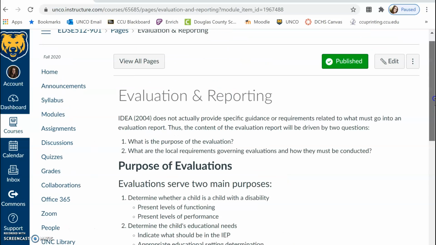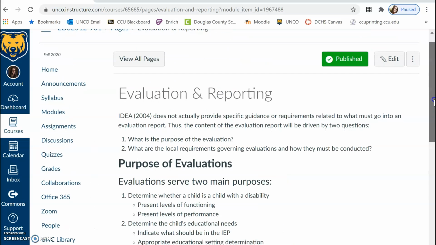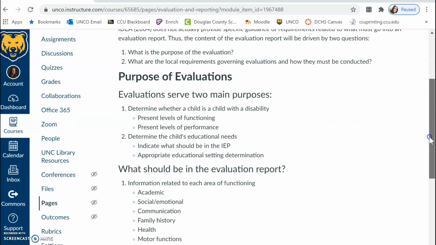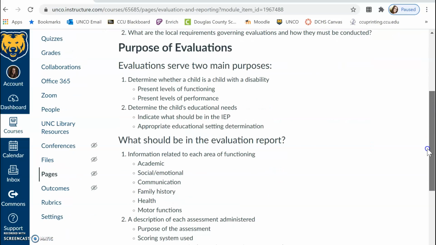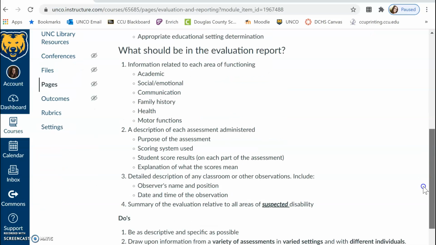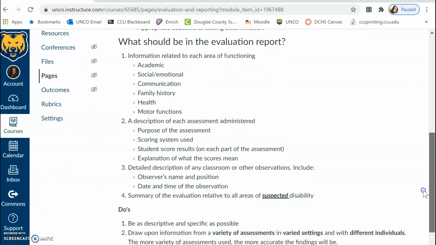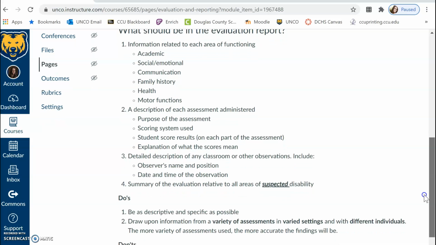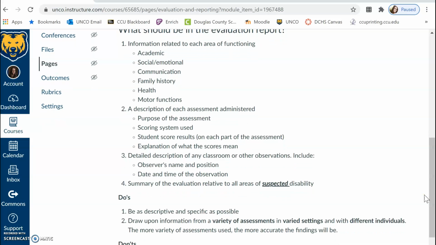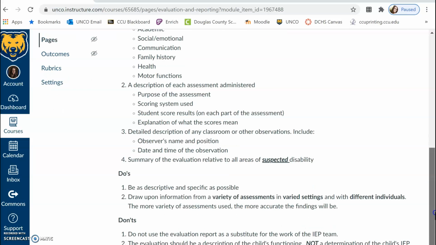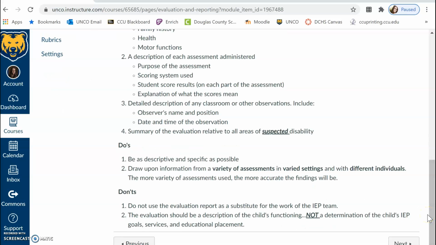So evaluation, obviously, is A, to identify whether a child has a disability and is eligible for special education services, and then B, to determine what the needs of that child are. So the evaluation will show us what category might be appropriate for eligibility for the student, if any. Please remember the concept of predetermination. It is possible, although not extremely common, that a student would be evaluated for eligibility for special education services and would not be eligible.